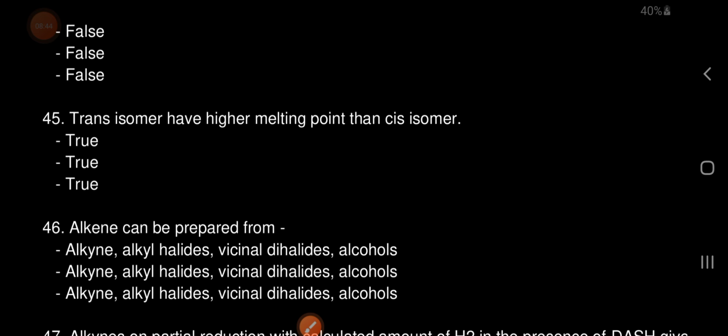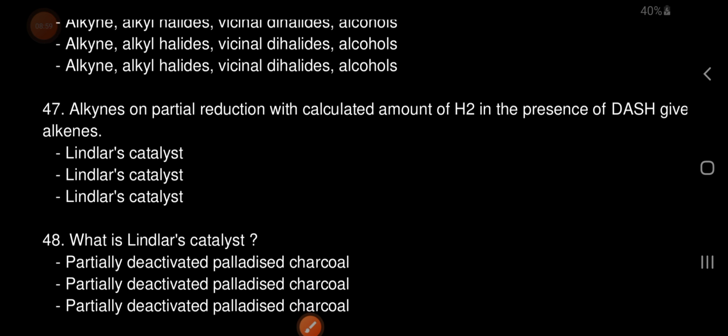True. Alkene can be prepared from alkyne, alkyl halide, vicinal dihalides, alcohols. Alkynes on partial reduction with a calculated amount of H2 in the presence of Lindlar's catalyst give alkenes.